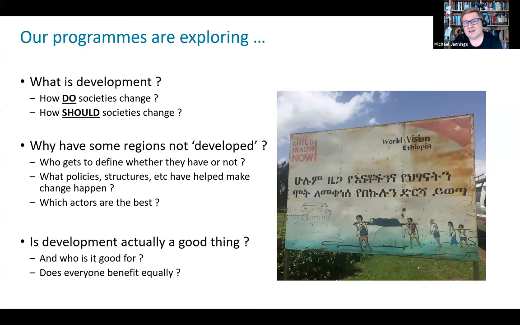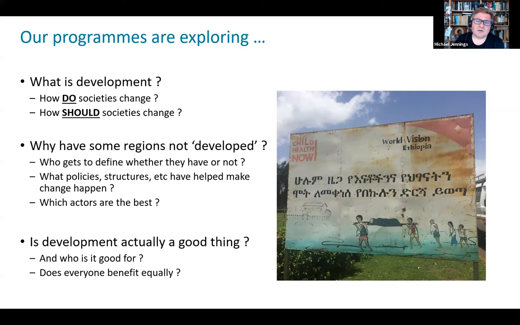And then finally, is development actually a good thing? Now, of course, this sounds like a really strange question, but if our conclusion is that what is happening under the name of development is actually causing more harm, then maybe we need to rethink this idea that development, as is currently understood and currently implemented, is actually a good thing. And there are many people who would argue that it isn't.